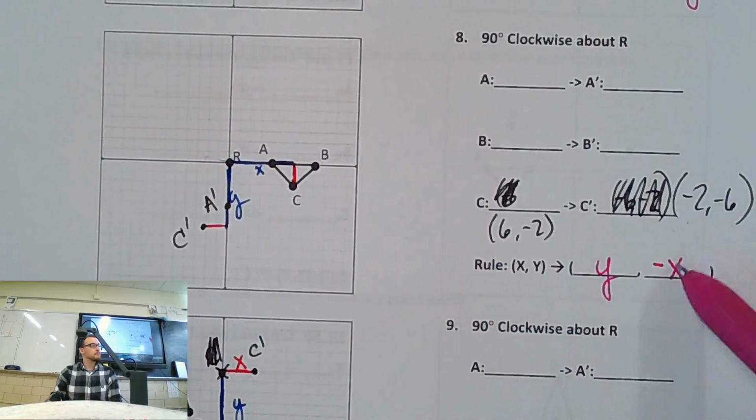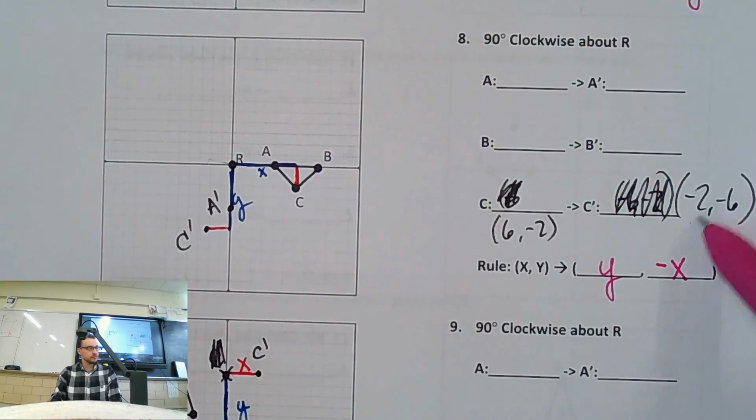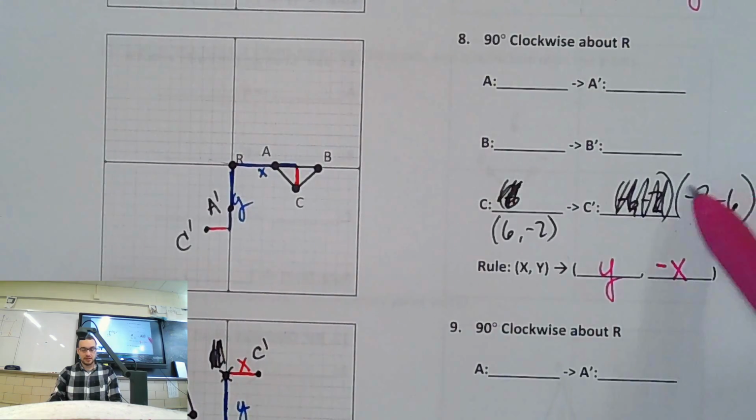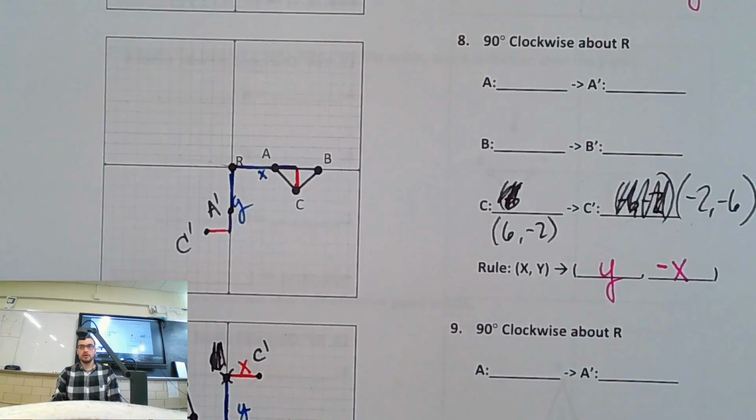Still feeling good about that? That's the thing that can trip people up. Again, look here. This is the one that changed, right? Not this guy. That was negative and negative. This is the one that changed. Feeling good?